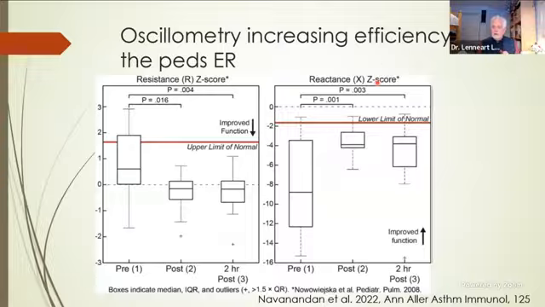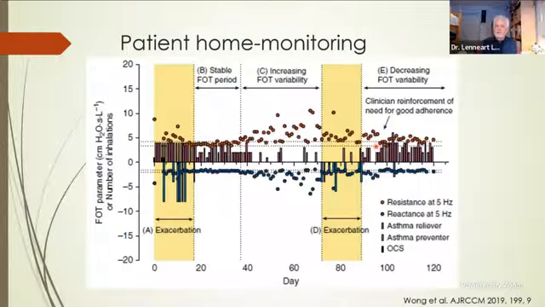And here we have the reactance. I believe this is reactance at 5 Hertz. Either way, the Z score also goes in a similar direction. And you can see that they're now approaching the lower limit of normal here. So this is improved lung function. I think it's worth noting that the variability is big when people are exacerbating. When they're under treatment, the variability will be reduced. So this speaks to this heterogeneity parameter R5-20 or R5-19 that we talked about before.